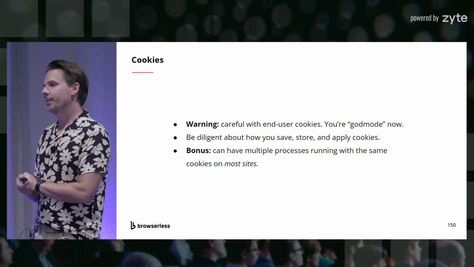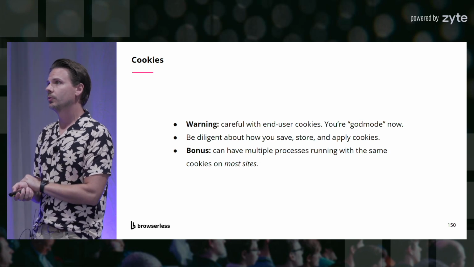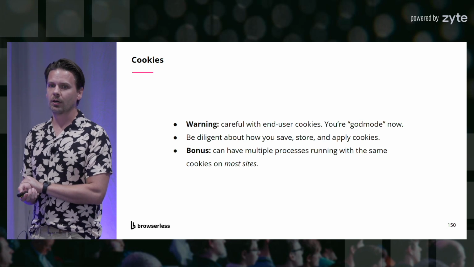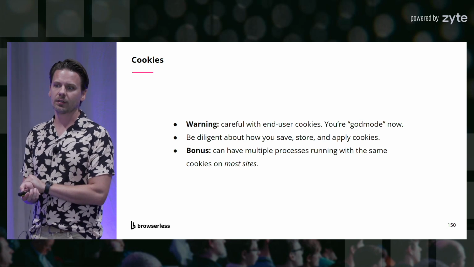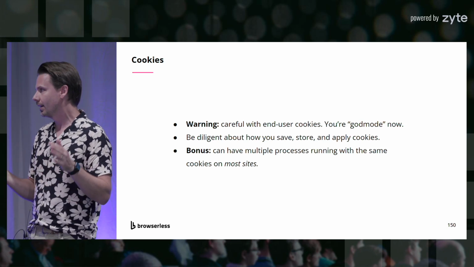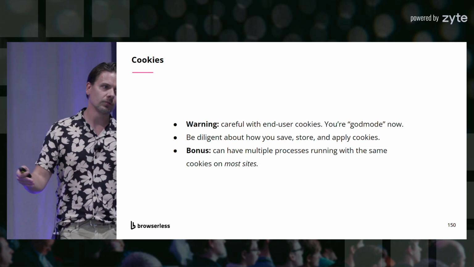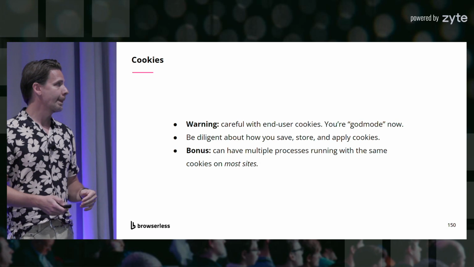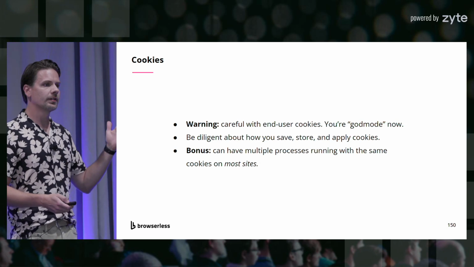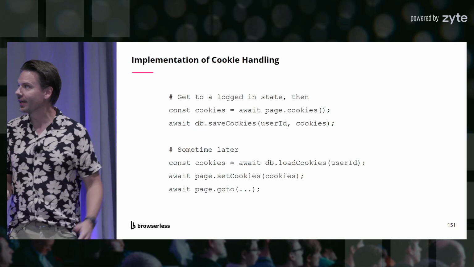The nice bonus about this is you can potentially have multiple browser processes work on the same set of cookies and not have to consider whether Chrome is going to have a hard time with it. Obviously, every site is different. Some sites may not like seeing two users with the same cookies logged in. So just a heads up with that. It just varies like everything else we've learned today.